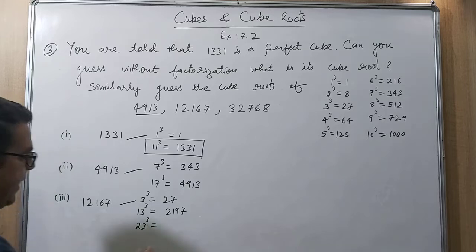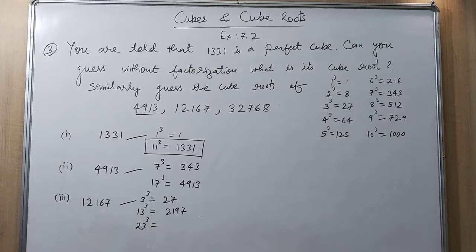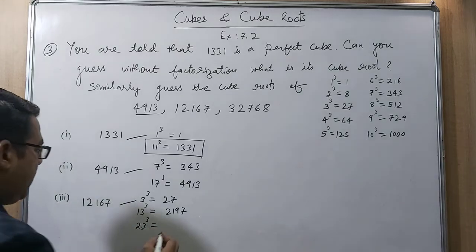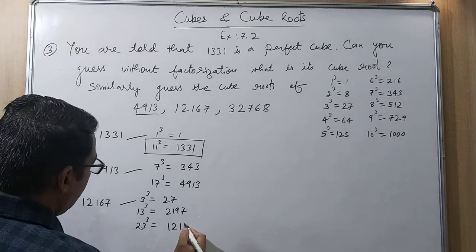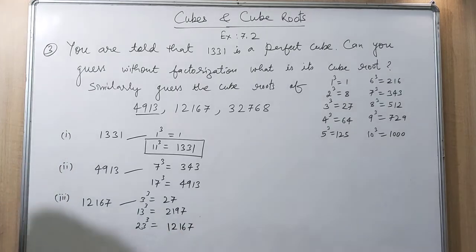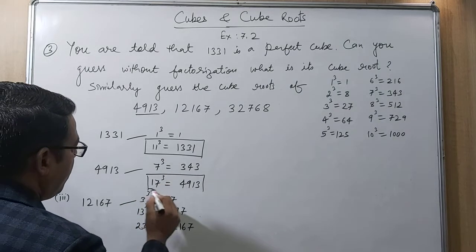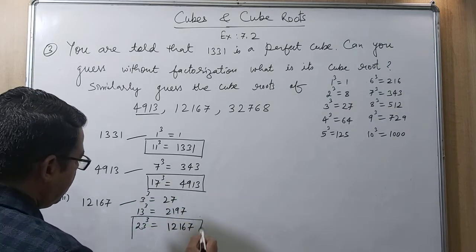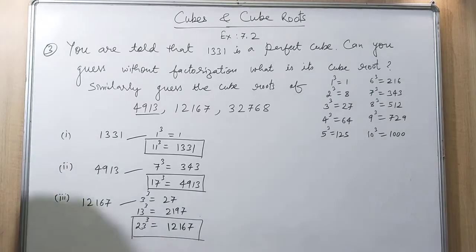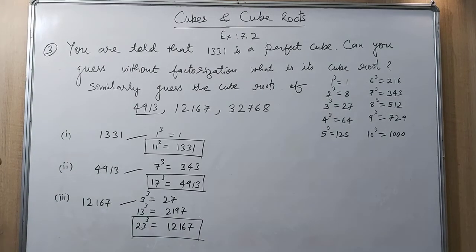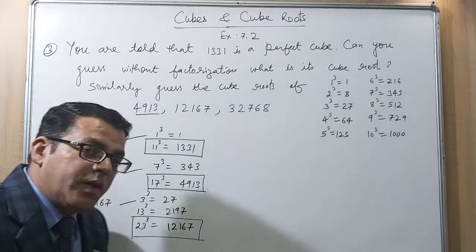is 23, which ends with 3, and cube of 23 is 12,167. So 17 cube is 4913 and 23 cube is 12,167. And what will be the next number which ends with 3?